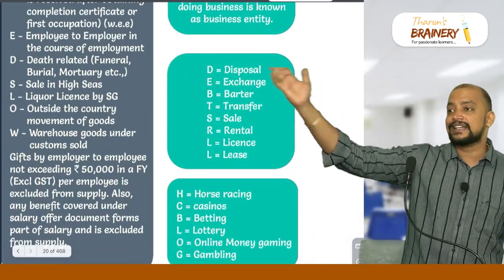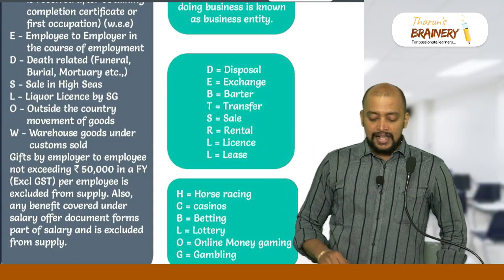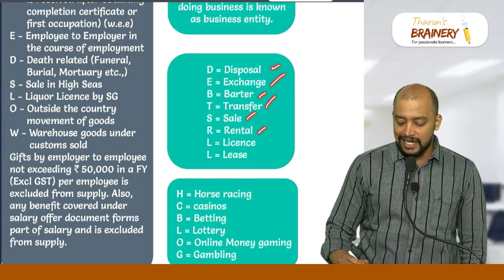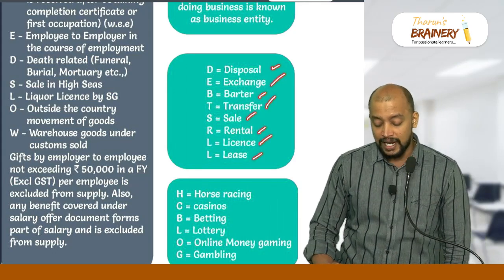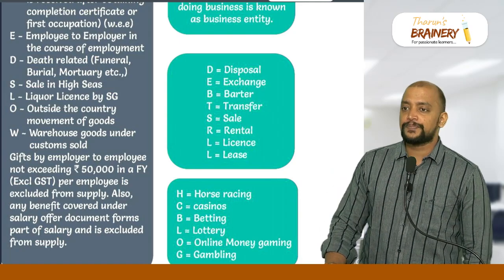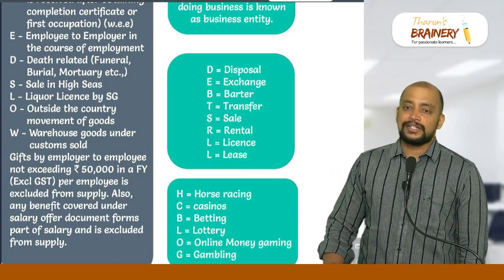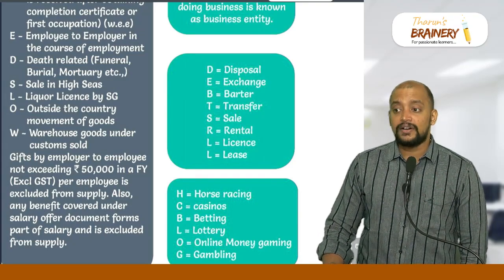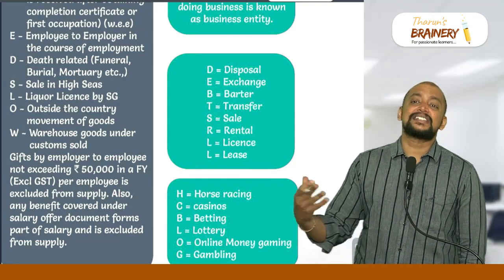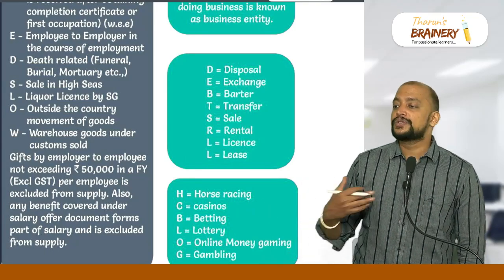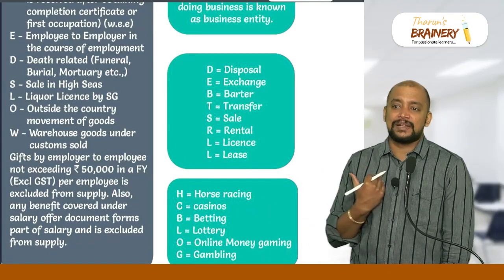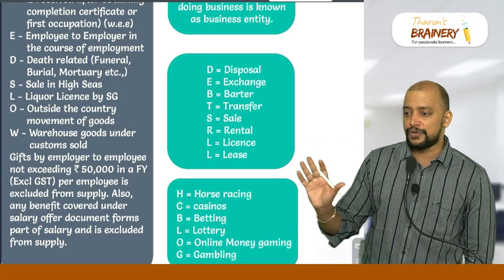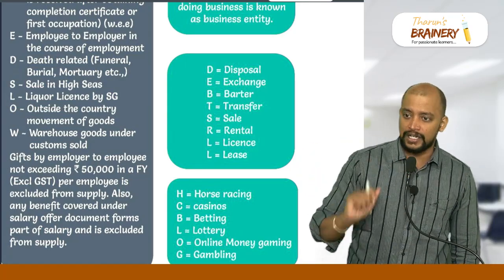You can see on the right hand side of the chart: disposal, exchange, barter, transfer, sale, rental, lease and license. Disposal is a word usually used in the context of waste and scrap, or some assets which I don't need, which have a residual value that I am selling. When we don't attach much value to something, we call it disposal. But disposal is also in a way a sale only.